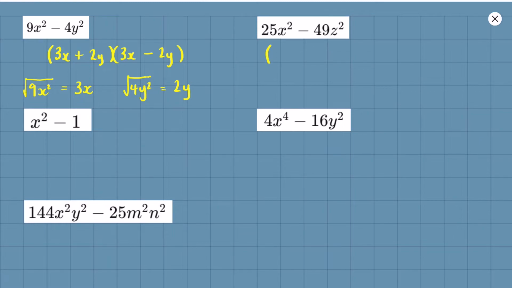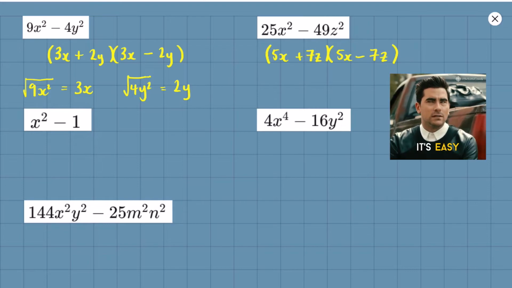Opening up our brackets, we've decided that it is the difference of two squares because we've got some squarey things subtracted. We're going to give it a go trying to put them in. So the root of 25x squared you should have found as 5x. So that could go straight away. One's positive, one's negative. The square root of 49z squared is 7z. And that goes in the second half of each, and you've done it.